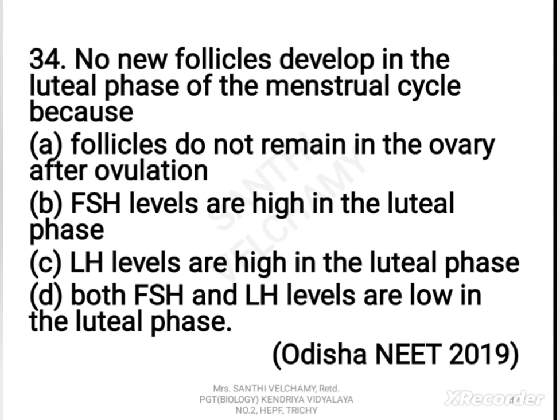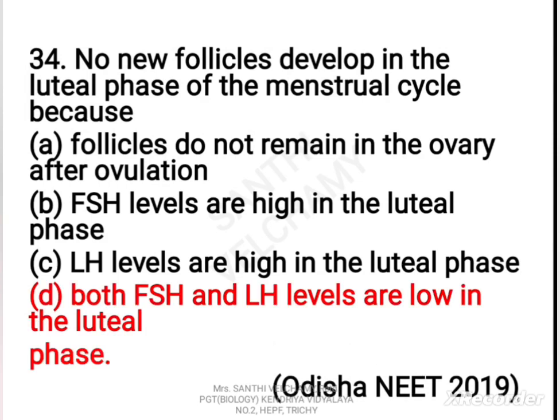Now next one. No new follicles develop in the luteal phase of menstrual cycle because A. follicles do not remain in the ovary after ovulation, B. FSH levels are high in the luteal phase, C. LH levels are high in the luteal phase, D. both FSH and LH levels are low in the luteal phase. The correct answer is D. Both FSH and LH levels are low in the luteal phase.